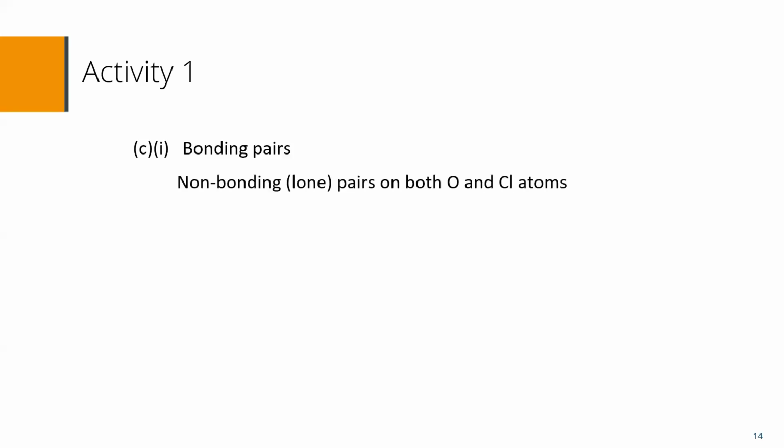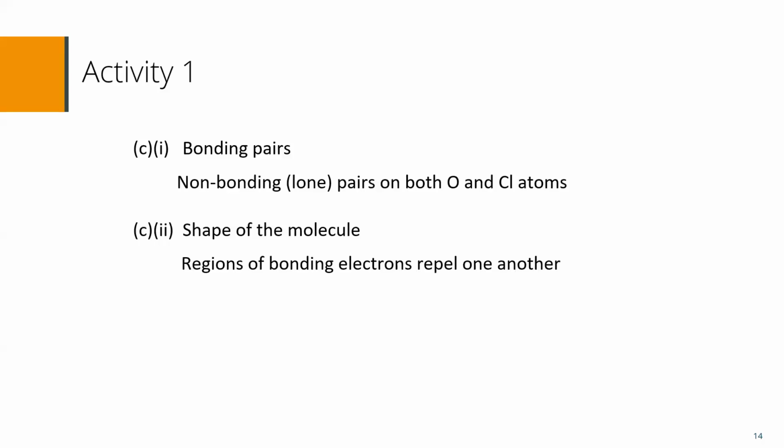My suggestion here is that for the dot and cross diagram, they should include the bonding pairs and then the non-bonding pairs on both the oxygens and the chlorines to get the second mark. And for the shape, they should write down the exact shape of the molecule first of all, and then mention that the regions of bonding electrons repel one another and they adopt positions of minimum repulsion. That is the best and simplest way to answer any question dealing with the shape of a molecule. Write down the shape, and just simply say the regions of bonding electrons repel one another.